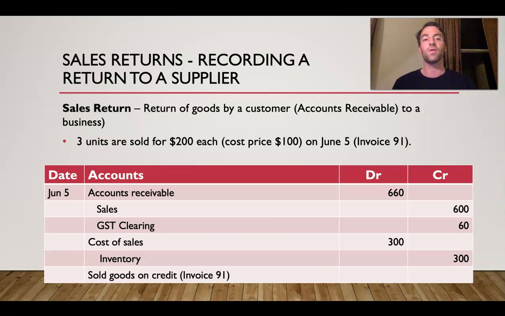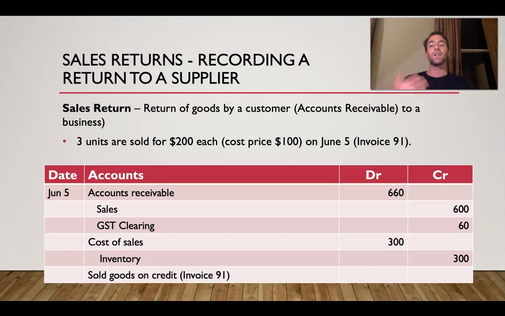We have not made $600 of profit. We have made, and you should be able to work this out, $100 of profit for each unit, 200 minus 100, because the cost price is 100. So we have an expense of inventory leaving our building. $300 of inventory has left the building. Inventory is an asset that goes down. Inventory going down as an asset is a credit. Our expense is cost of sales, which is a debit because expenses only ever go up, and expenses going up is a debit. Hopefully that makes sense.